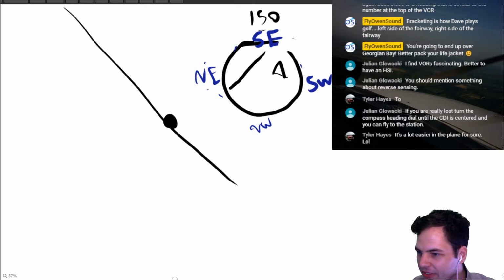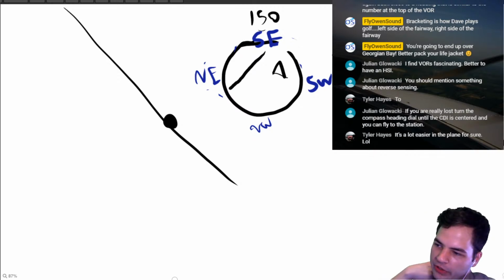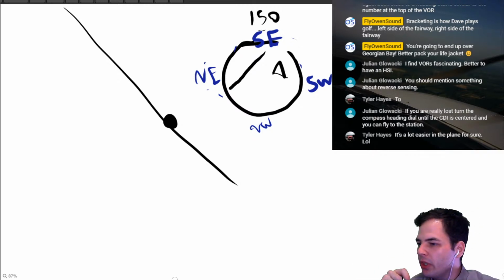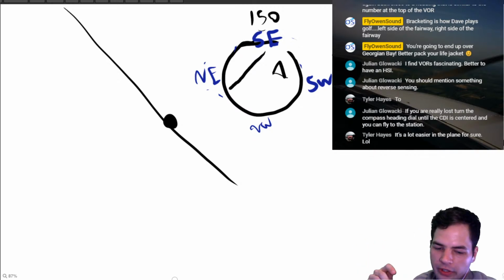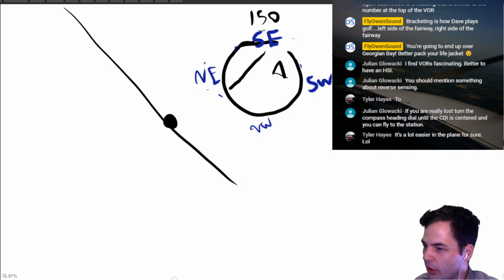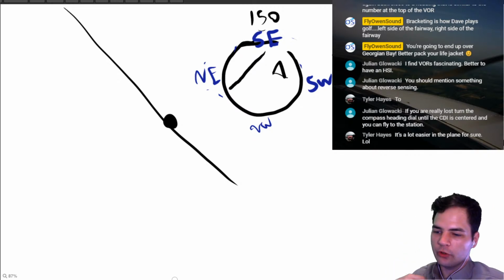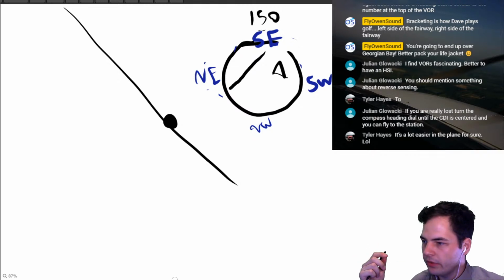You're really lost in the compass heading. Dial until the CDI is centered. You can fly into the station. Yeah, exactly. So for anyone that's just tuning in, it's all recorded, and as soon as this is done, you can go back and watch. We started talking about Direct To and some of the basics about how the system works, so for anyone that missed that, feel free to go back and watch when we're done.